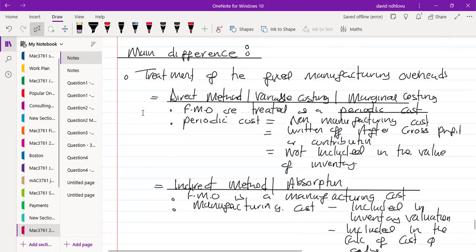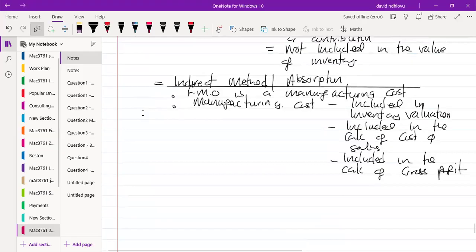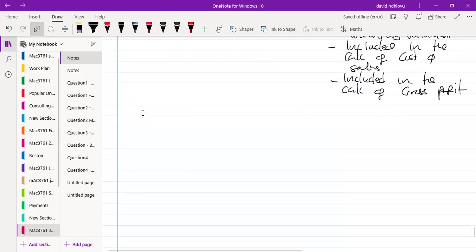Right. Any question? I was just summarizing what we looked at in terms of direct and indirect, just to highlight again the main difference before we go to the question. Right. Any question from the floor? All right. Let's go to the question.